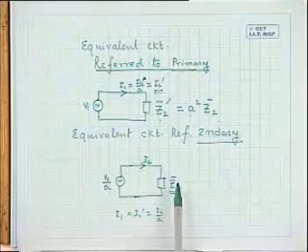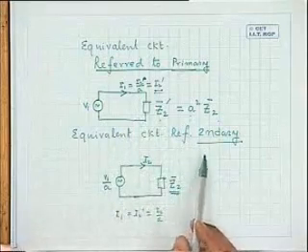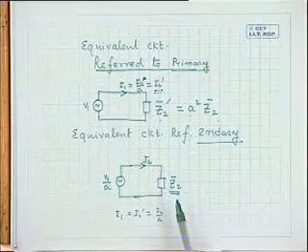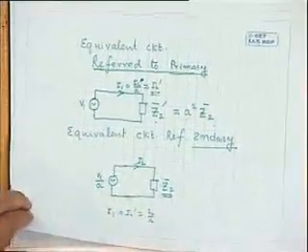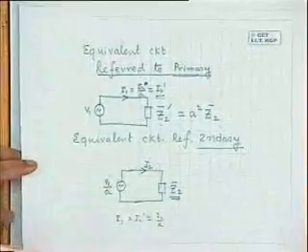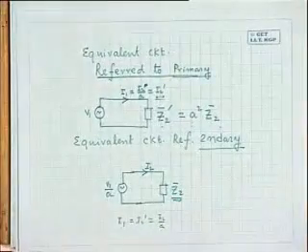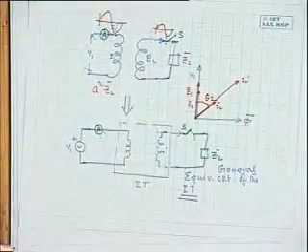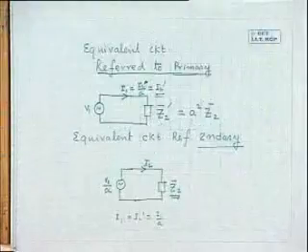So, the equivalent circuit of a transformer is sometimes drawn referred to primary or referred to secondary. Like this. And this is the equivalent circuit of the transformer.